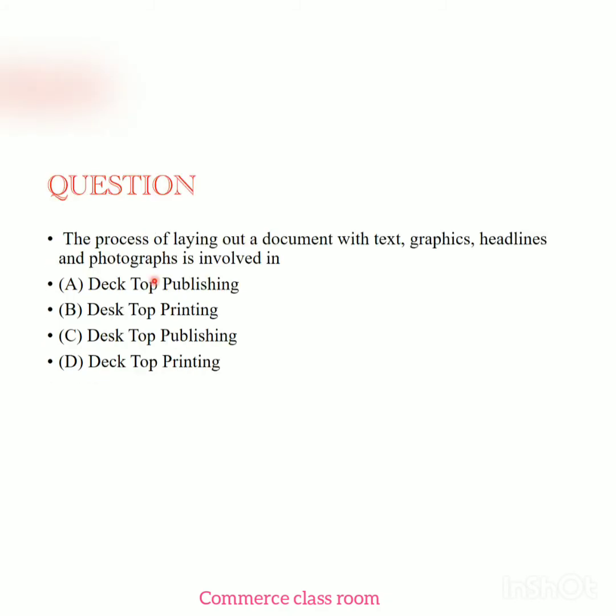Next question, the process of laying out a document with text, graphics, headlines and photographs is involved in option A, desktop publishing, option B, desktop printing, option C, desktop publishing, and option D, desktop printing. We know the answer. Option C is the answer, desktop publishing. Desktop publishing is the process of laying out a Word document with the text, graphics, headlines, and photographs.